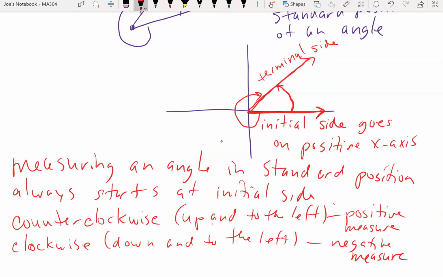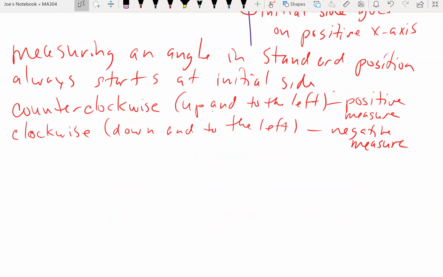All right, so we need to talk about a unit of measure, and there's two big units of measure that we're going to use. One of them is going to be exceptionally important in calculus, which will be the one that we focus on more as we go through the semester. The first one that you're probably more familiar with is degree measure. And the other one's radians.